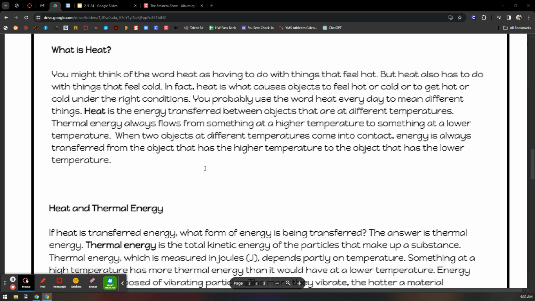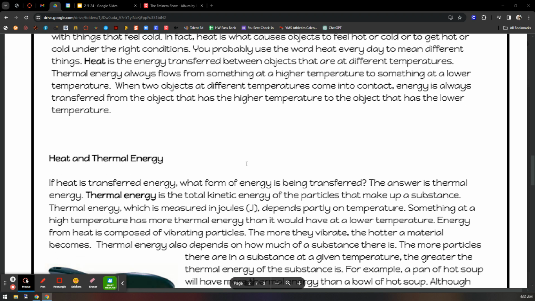Heat is the energy transferred between objects that are at different temperatures. Thermal energy always flows from something at a higher temperature to something at a lower temperature. When two objects at different temperatures come into contact, energy is always transferred from the object that has the higher temperature to the object that has the lower temperature.